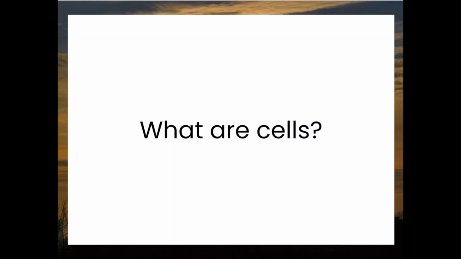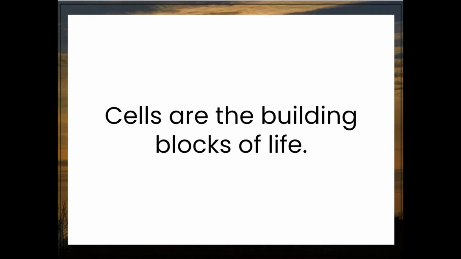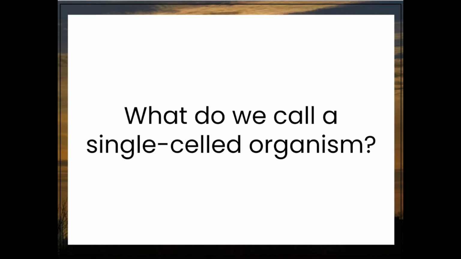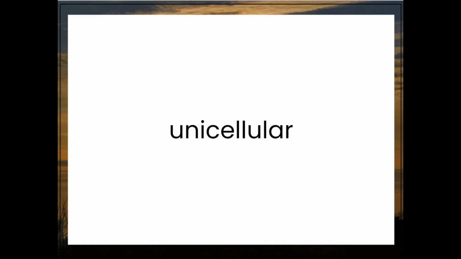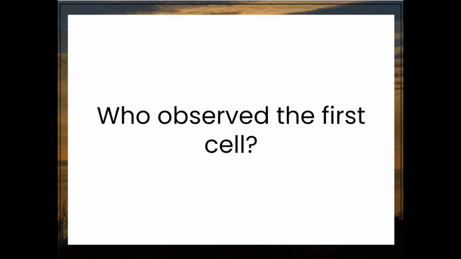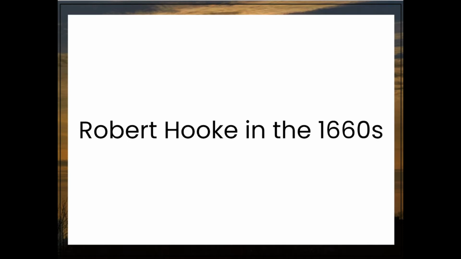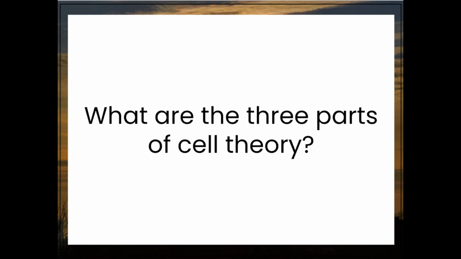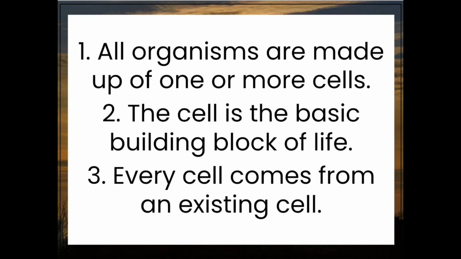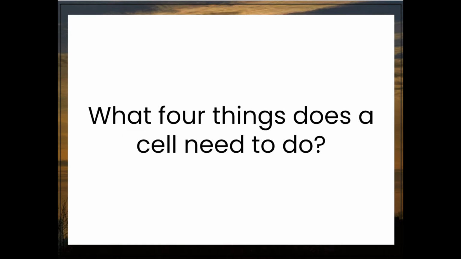What are cells? Cells are the building blocks of life. What do we call a single-celled organism? Unicellular. Who observed the first cell? Robert Hooke in the 1660s. What are the three parts of cell theory? 1. All organisms are made up of one or more cells. 2. The cell is the basic building block of life. 3. Every cell comes from an existing cell.